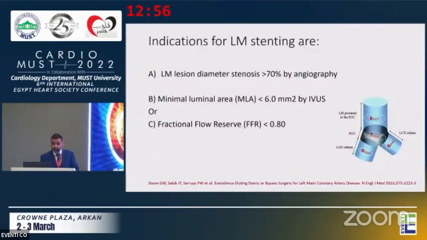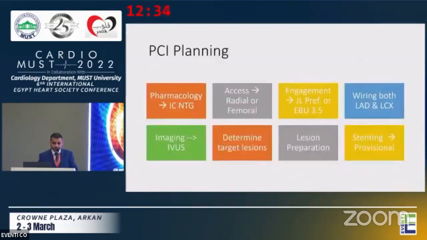Indications of left main stenting, as we all know: lesion more than 70%, minimal luminal area by IVUS less than 6 millimeter squared, and FFR of less than 0.8. And in this picture, this is the minimal luminal area that should be achieved after intervention. It's 8 millimeter squared in left main.